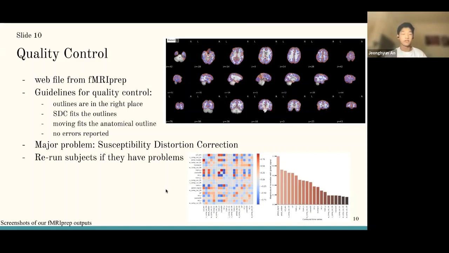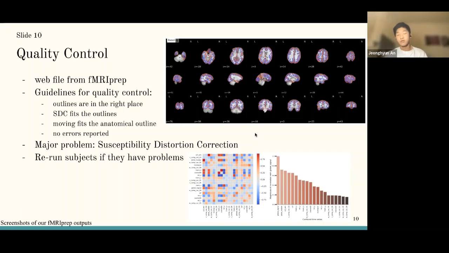Now, the HTML file contained a lot of things. It contained pretty much the output of all the preprocessing steps that Ayan mentioned, and we'll look at those images later on. By consulting different online resources, we formulated these guidelines that you can see on the screen, and we'll go over them as we look at the different outputs on the following slides.